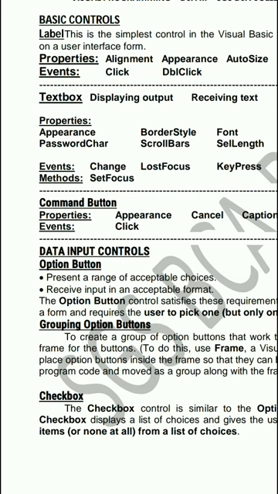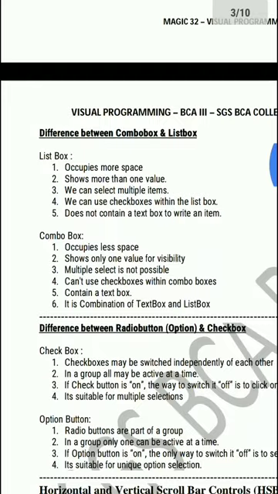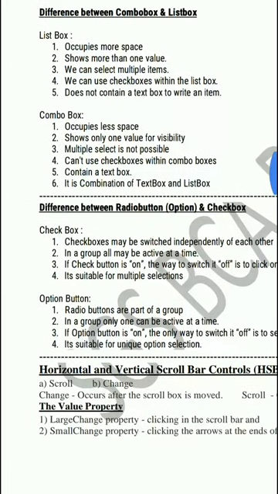VB has a set of different data input controls. The primary data input controls are the combo box and the list box. If we want to differentiate these components, the combo box occupies very little space compared to the list box. When we compare the radio button, also known as the option button, with the checkbox, out of the different options, the checkbox allows us to select multiple, but the radio button, or option button, allows us to select only one out of all the availabilities.